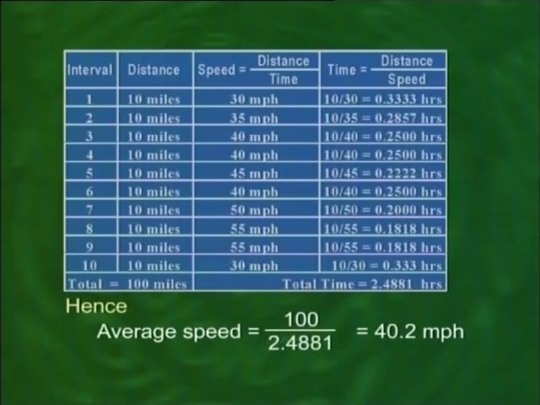40.2 miles per hour, which is not the same as 42 miles per hour, the figure that we obtained when we found the arithmetic mean. So you saw that the arithmetic mean did not help us this time either. Let's see what we get if we apply the harmonic mean in this particular question.